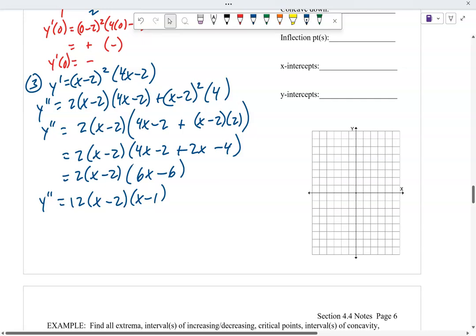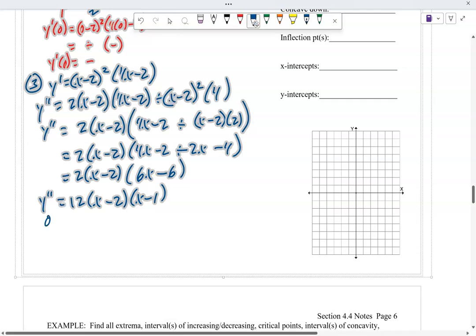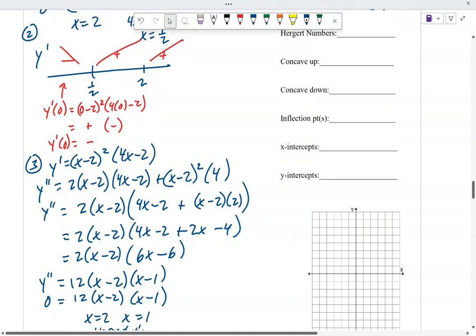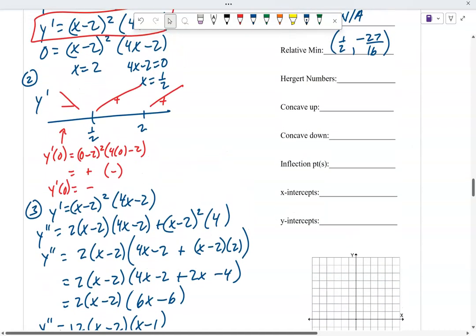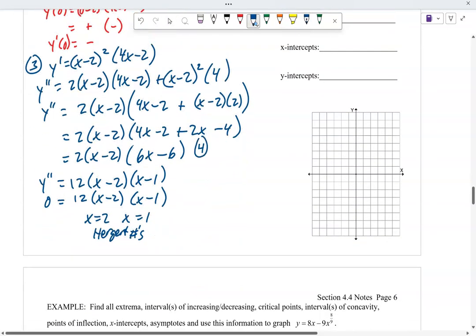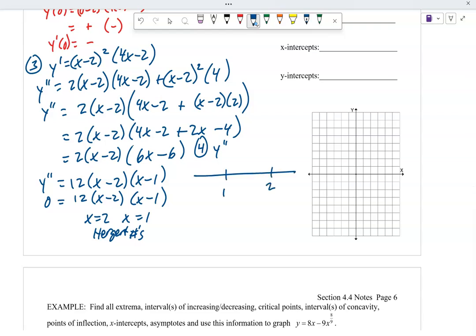Notice we don't have anywhere where the double prime is undefined, so I'm just going to see where this second derivative is equal to 0, to look for our inflection numbers here. So my inflection numbers would be 2 and 1. Those are our inflection numbers. Make sure they're defined in the original to be inflection numbers. And now let's go ahead and run our second derivative test with that 1 and 2.